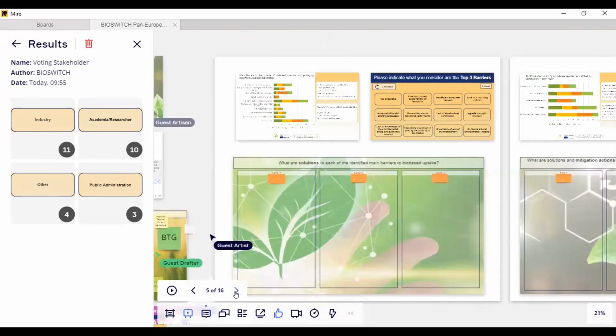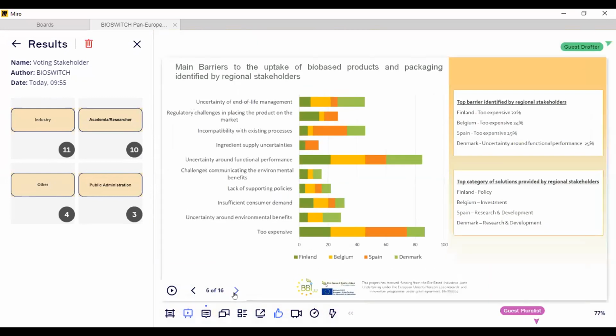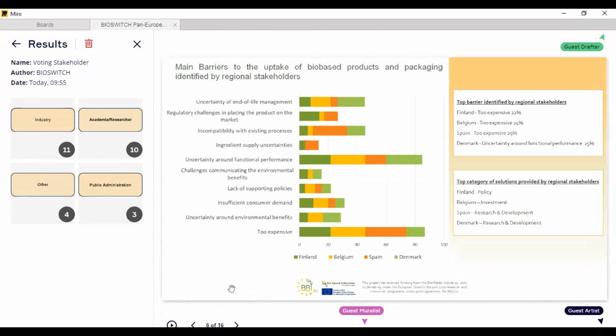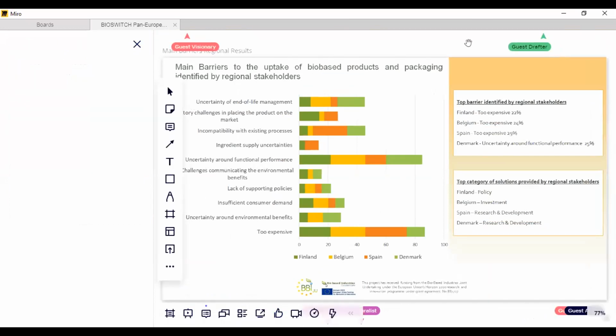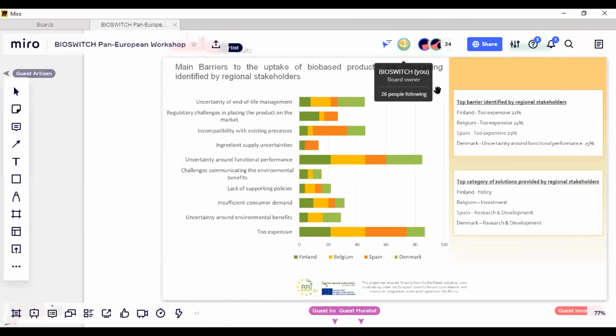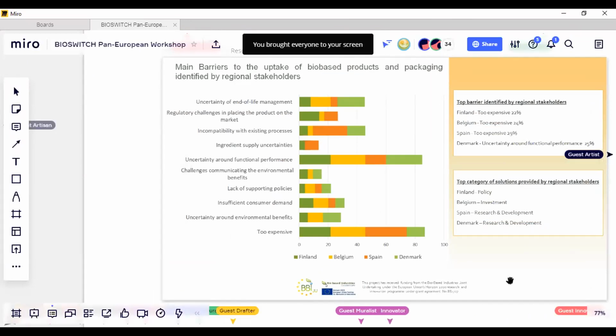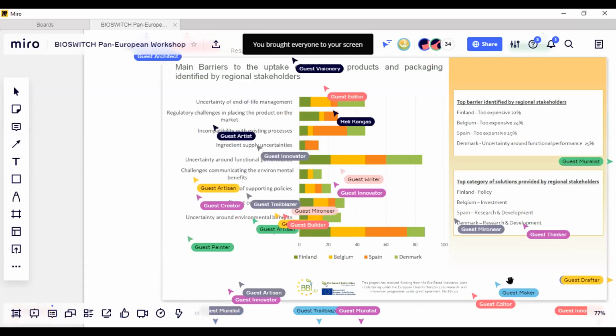So now that you are familiar with the board, I would like to move on to shaping the first set of solutions for barriers to bio-based approaches. So I will just make sure everyone has followed me. Good. Thanks. I was just about to say. Oh, thank you, Anna. Yes.